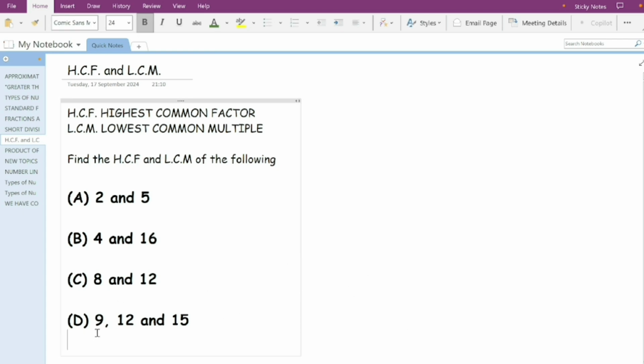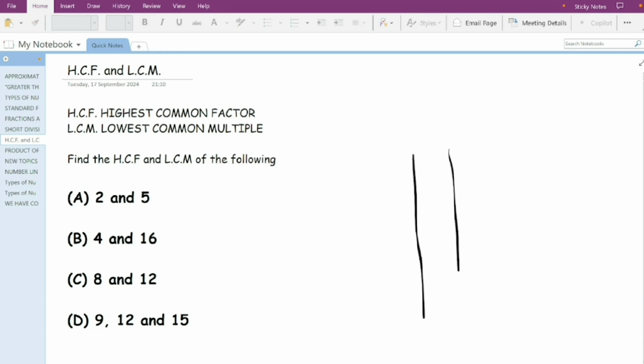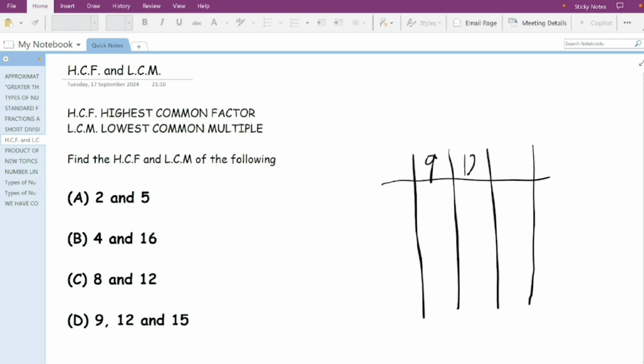Now the last question, the HCF of 9, 12, and 15. You rule your lines, then you have 9, 12, and 15. Now let's try 2, the first prime number. 2 can go in 12, but 2 cannot go in 9 or 15, so you can't use 2. The next prime number is 3. We use 3. 9 divided by 3 is 3. 12 divided by 3 is 4. Then 15 divided by 3 is 5. So we can see 3 can go in all 3 of them.